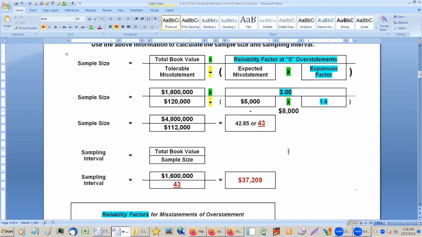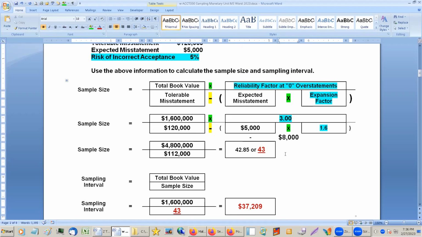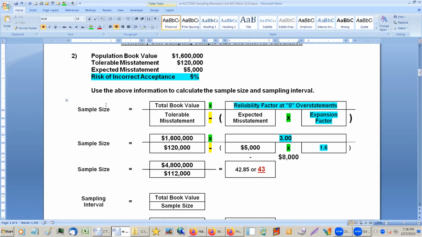Any question on that? Yes, who predefined the risk of incorrect acceptance? That's a judgment call by the auditors. That's a good question. Okay, thank you.